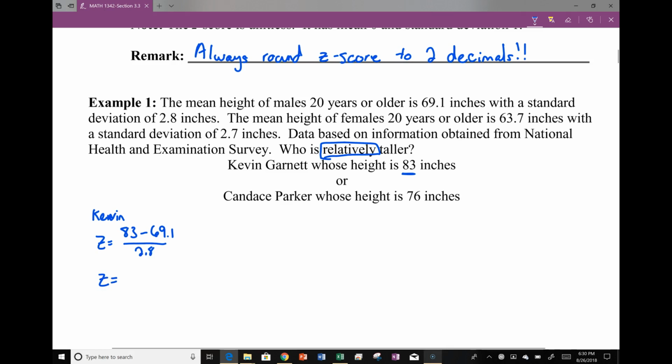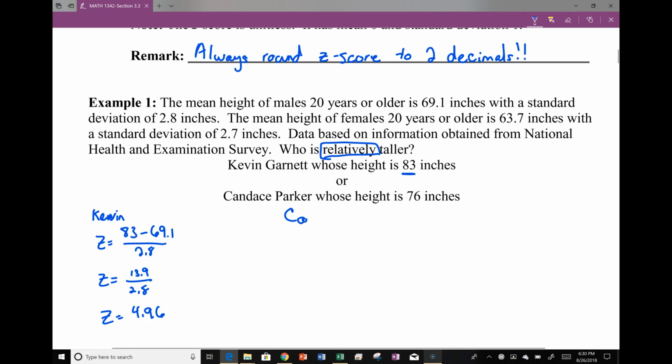Please make sure that you follow order of operations. So we're going to take 83 minus 69.1 first, and we get 13.9 divided by 2.8. So the z-score for Kevin, when rounding properly, is 4.96. Recall that this is unitless.